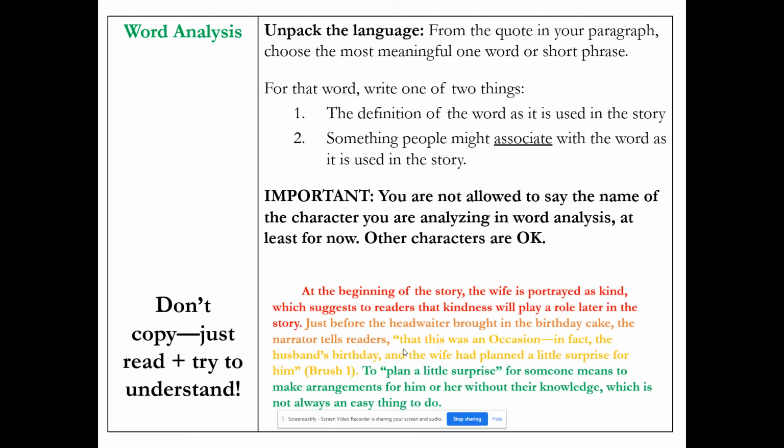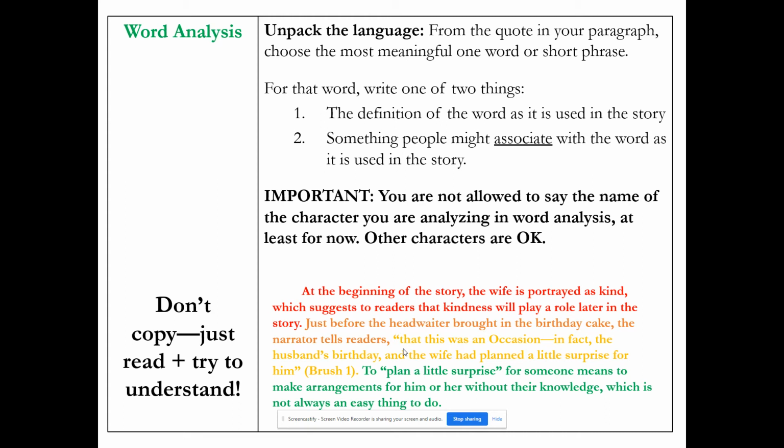So there's an example here. I would tell my students, don't copy this, just understand, so you can see how the word analysis works in this sample. I'll read from the context through to the end of the word analysis. Just before the head waiter brought in the birthday cake, the narrator tells readers that this was an occasion, in fact, the husband's birthday, and the wife had planned a little surprise for him. To plan a little surprise for someone means to make arrangements for him or her without their knowledge, which is not always an easy thing to do.